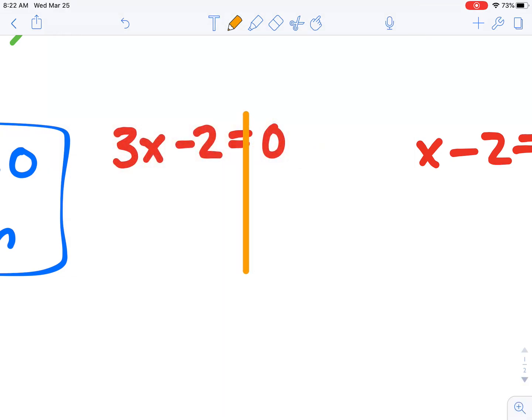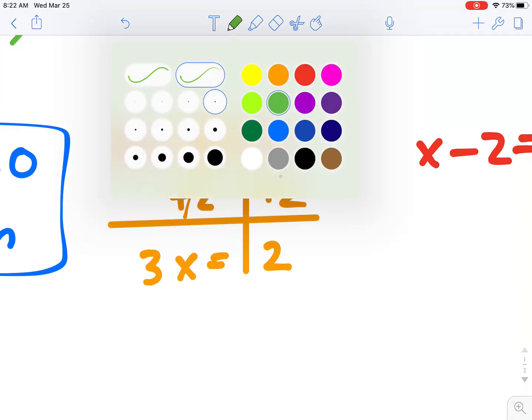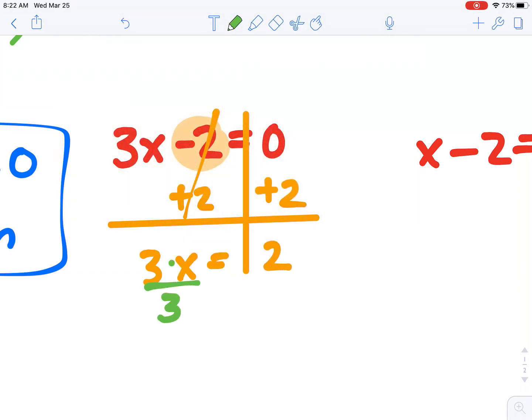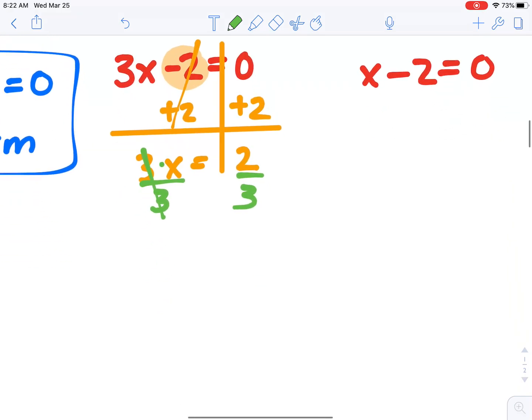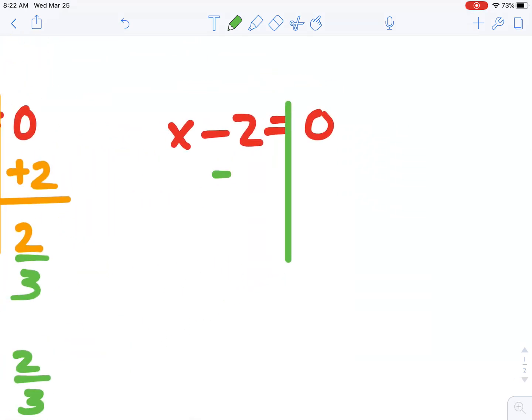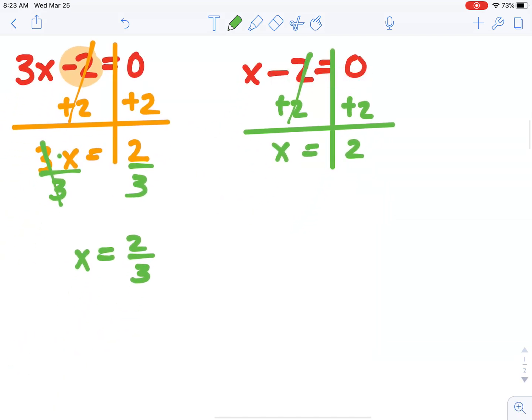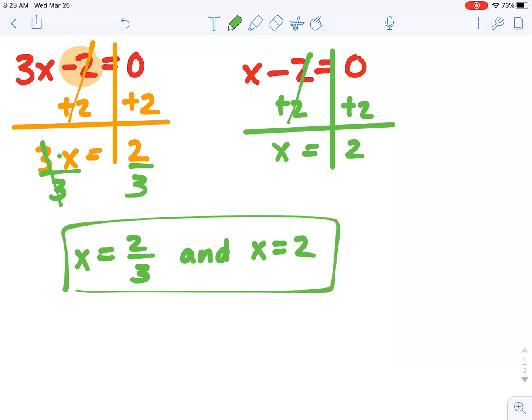To solve each of these, I'll zoom in here for this first one. First thing we're going to do to undo that minus 2 is add 2 to both sides. And we get 3x equals 2. To undo the multiplication, we are going to divide. And one of our solutions is 2/3. On the next one, if we want to get our x by itself, we are going to add 2 to both sides, and you will get x equals 2. So our two solutions are x equals 2/3 and x equals 2.